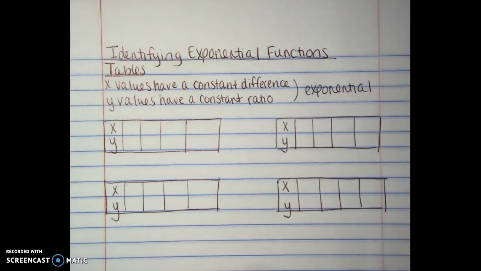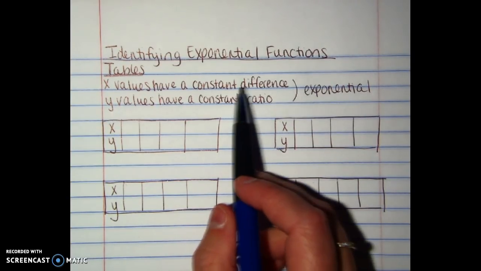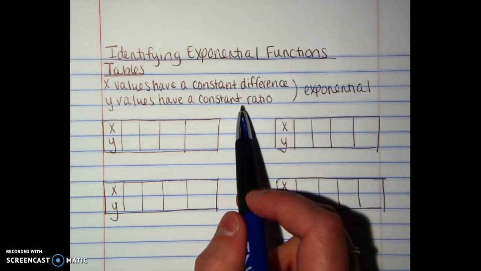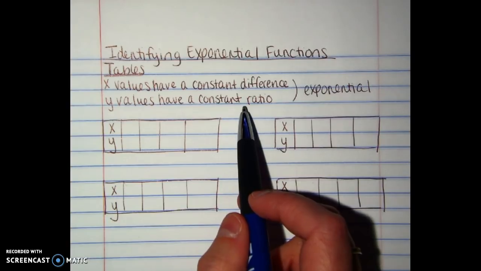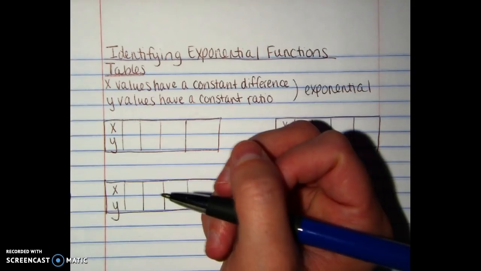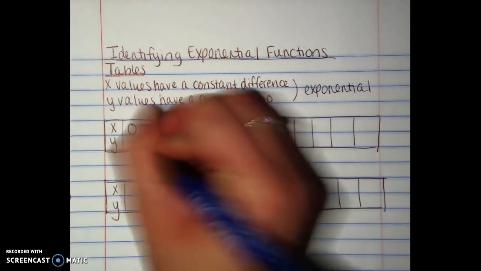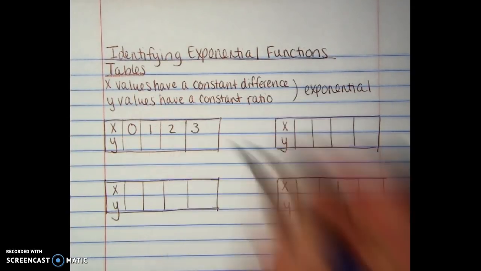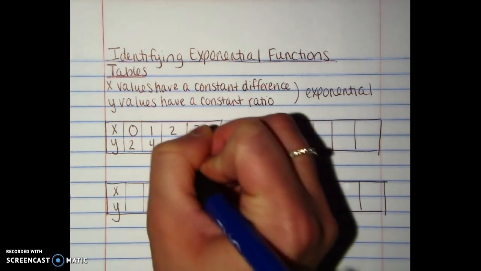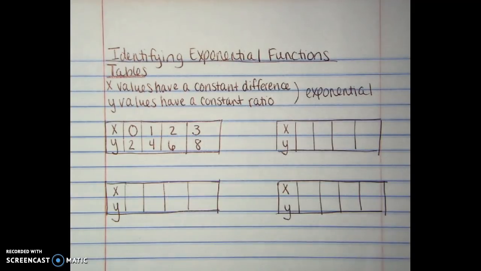So in these four tables down below, I'm going to put in numbers, and we're going to determine if it's exponential or not. Okay, and constant difference, that means you're either adding or subtracting the same amount each time. Constant ratio is that you're multiplying by the same number each time, or dividing. So the first one is going to be 0, 1, 2, 3 for the x's, and 2, 4, 6, 8 for the y's.